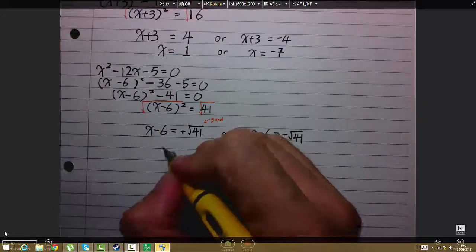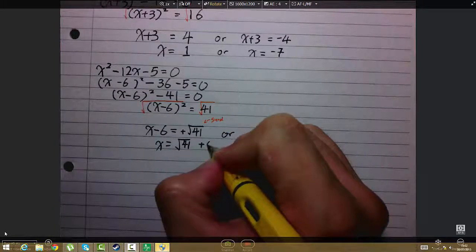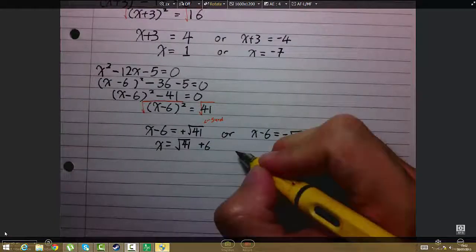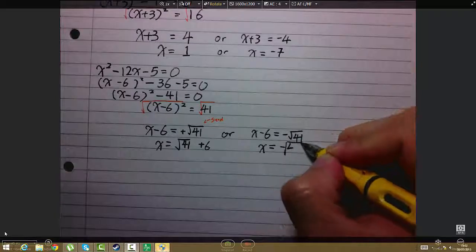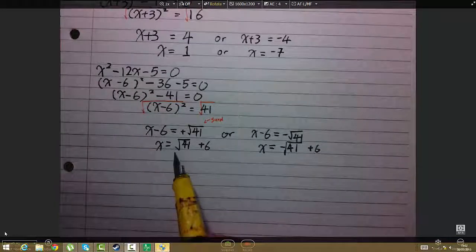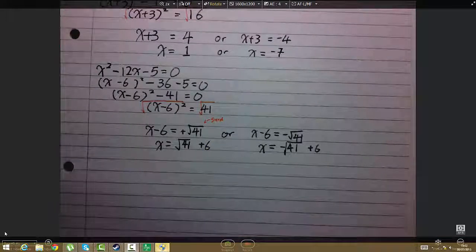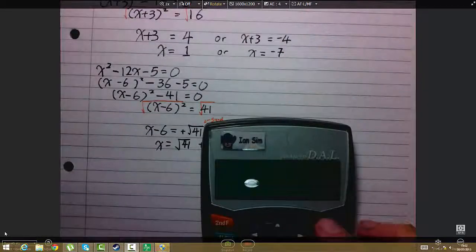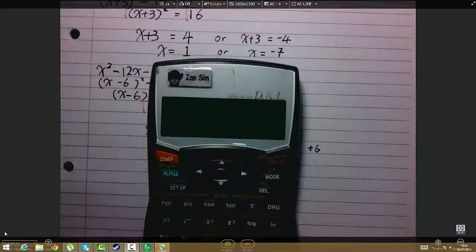So what I do here is, positive square root of 41, plus 6. Similarly for this side, x equals negative square root of 41 plus 6. So there's both the positive root and the negative root of 41. Then here is what we do. In one shot we just key in the calculator. For this one I have square root 41.